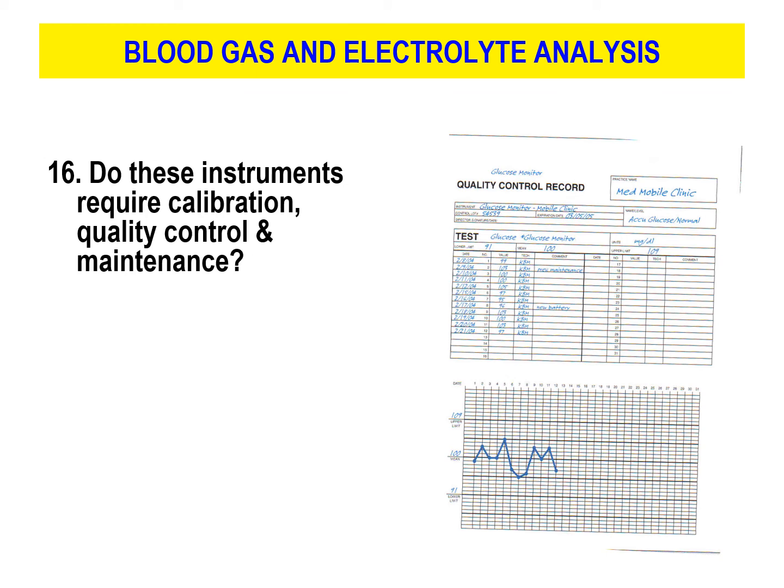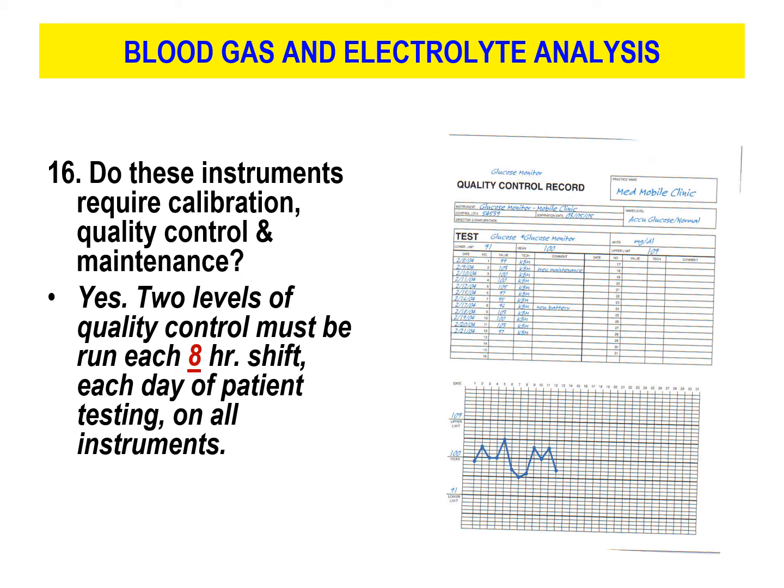So do these instruments require calibration, quality control, and maintenance? Yes. Anytime you have an instrument, even a small handheld instrument you're using at that patient's bedside, if you are running tests on that patient and reporting out results of any kind, then you have to follow the manufacturer guidelines for that instrument along with CLIA law, which means that 2 levels of quality control must be run each 8-hour shift each day of patient testing on all instruments.